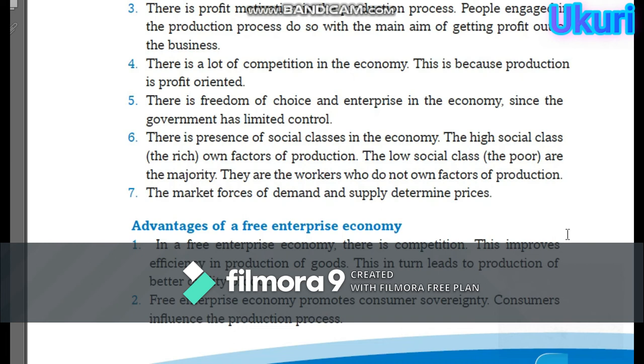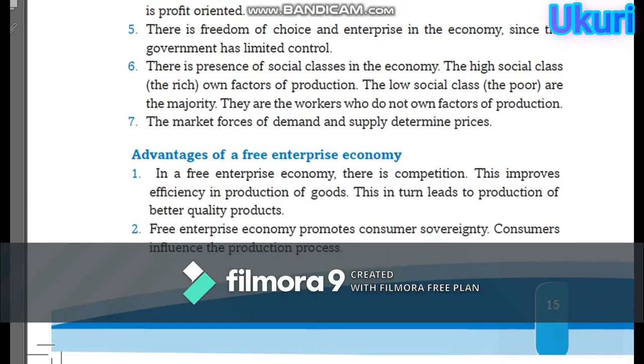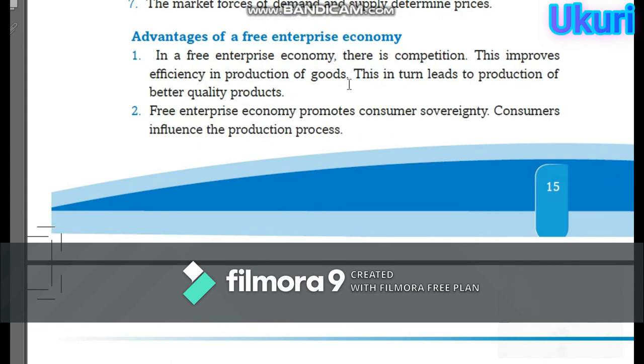So what are the advantages of a free enterprise economy? In a free enterprise economy, there is competition. This improves efficiency in the production of goods. This in turn leads to production of better quality products.